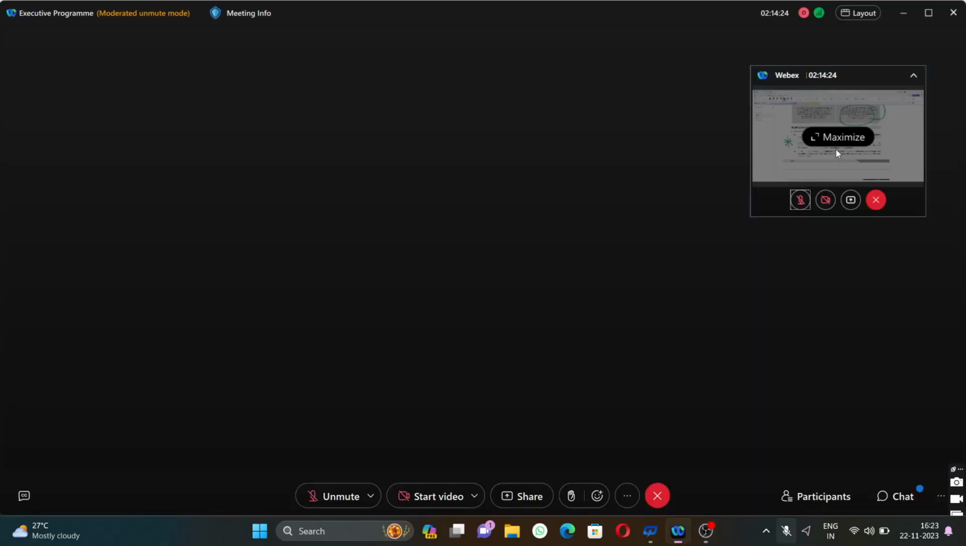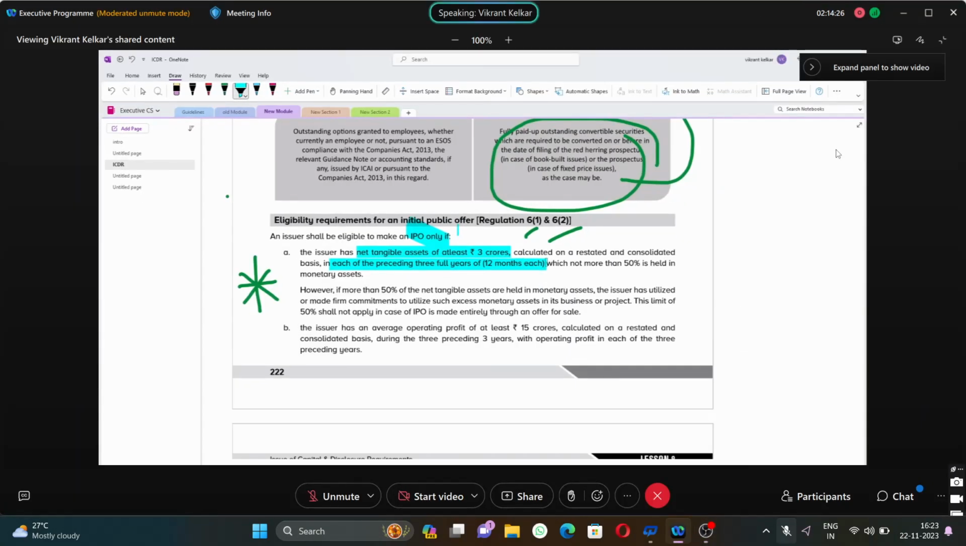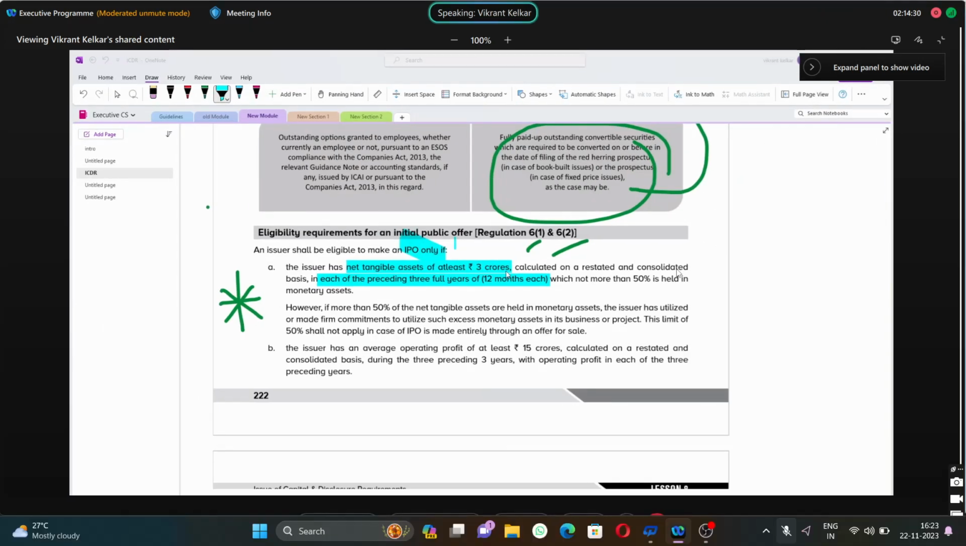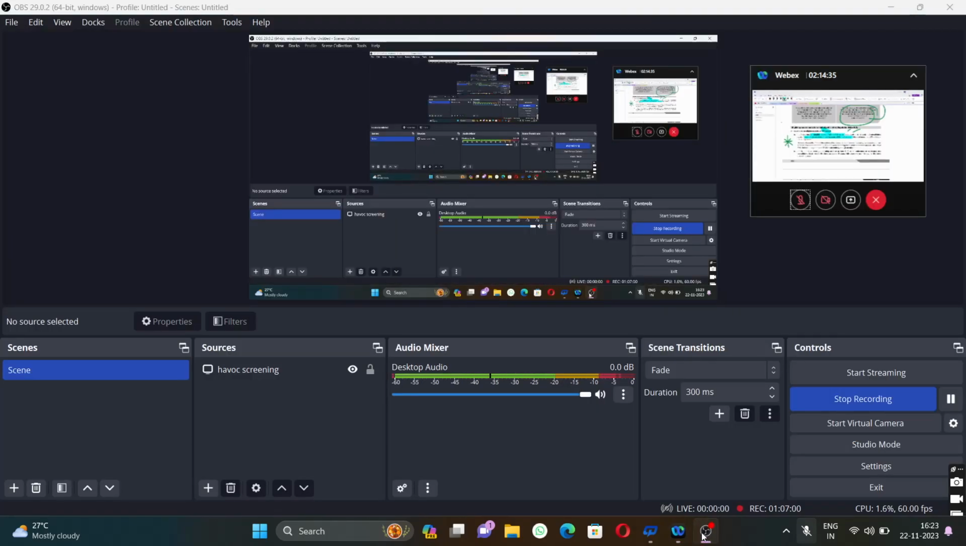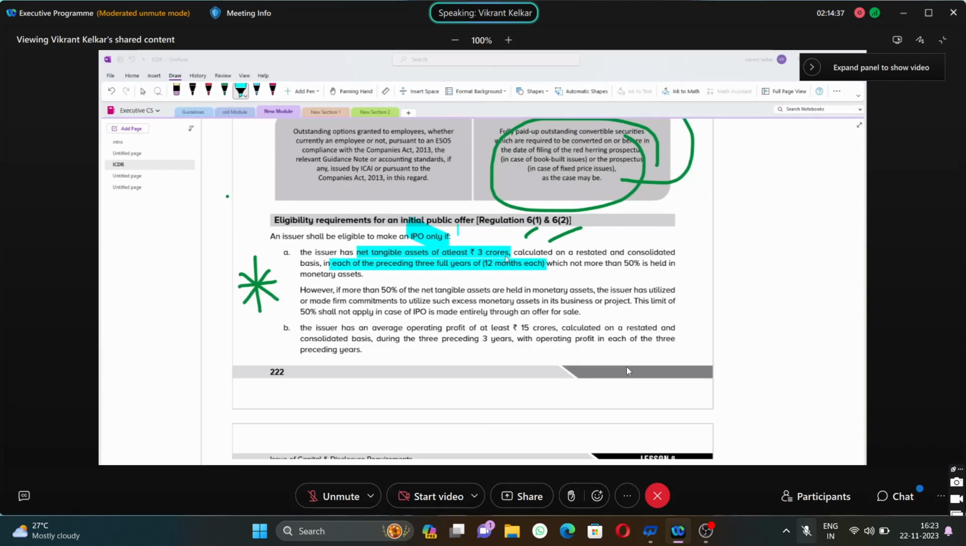preceding 3 full years of 12 months each. Means what? That you should have assets worth rupees 3 crore. Assets should not be intellectual property, right kind of assets. And for 3 full years, you should have these assets.